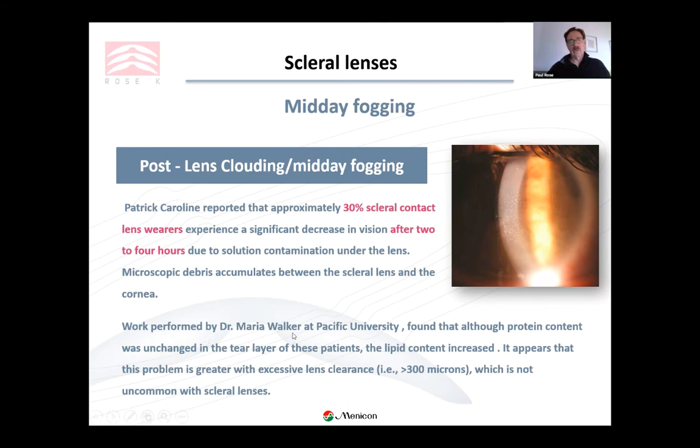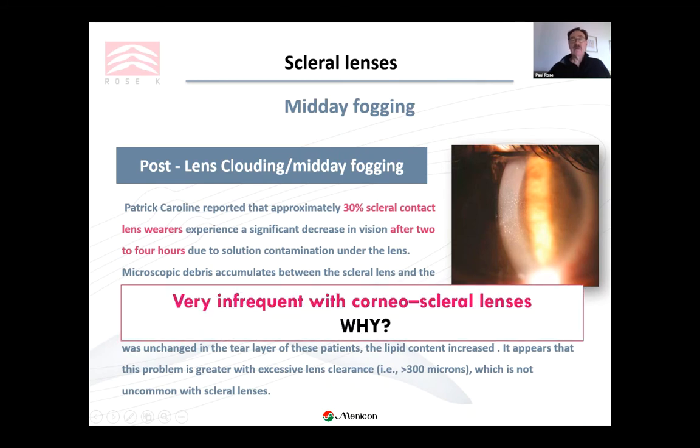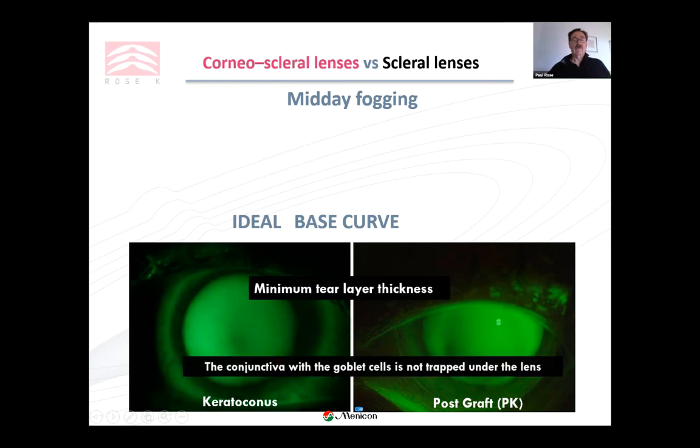Work performed by Dr. Maria Walker at Pacific University found the protein content in the tear layer was unchanged, but the lipid content increased. So it was the goblet cells in the conjunctiva that were probably responsible for this midday fogging. And it was worse, the deeper this tear layer, the worse the amount of midday fogging was. Very infrequent with corneal scleral lenses. Why? Because we have a very minimum tear layer thickness of around 50 microns, and the conjunctiva with the goblet cells is not trapped underneath the lens.